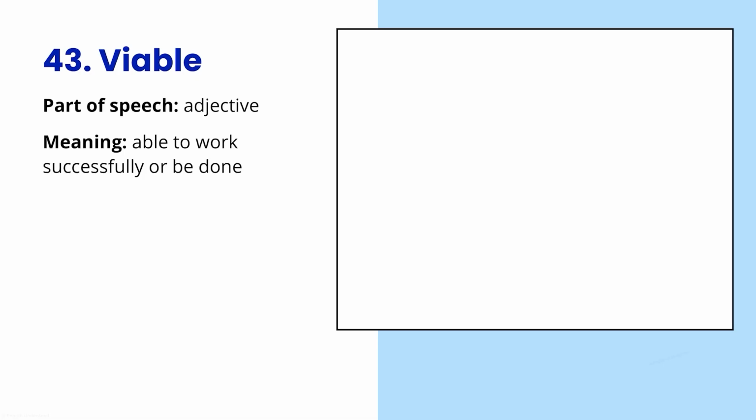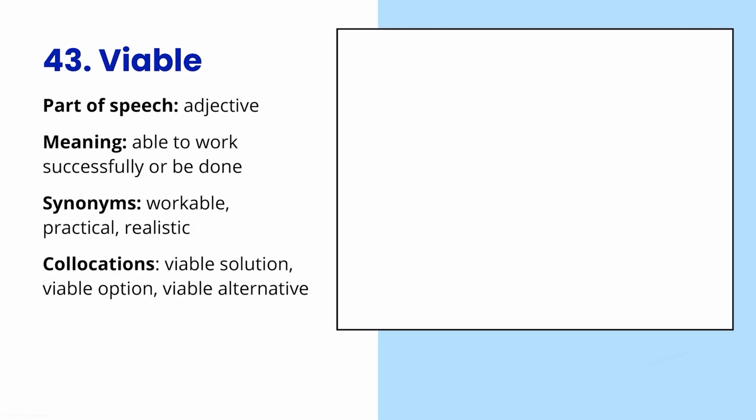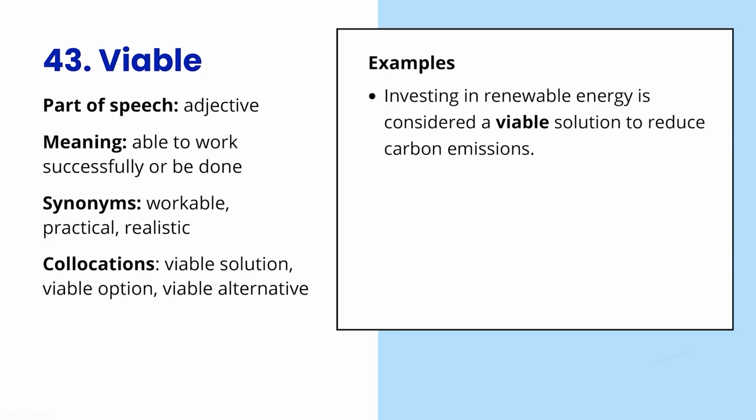Moving on to 43, viable. Viable is an adjective, and it means able to work successfully or be done. So it simply means something that might work, something that can work. Synonyms: workable, practical, realistic. Collocations: viable solution. So this means a solution that is able to work. It can work. Viable option, viable alternative. Investing in renewable energy is considered a viable solution to reduce carbon emissions. So this is a great word to use when you're talking about solutions in your writing task 2 essay. A viable solution means a solution that is able to work.